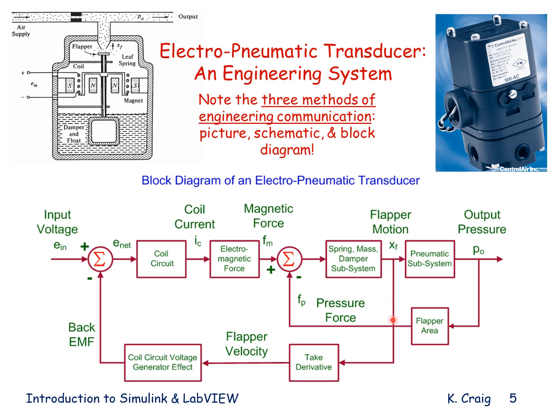So if XF is the flapper motion, taking the derivative gives me the flapper velocity. And this is the coil circuit voltage generator effect. So a voltage gets induced as I move that conducting coil in the magnetic field. And Lenz's law tells me that the voltage will be opposite, hence the minus sign, to the input voltage that causes the motion. So this block diagram in words tells me how this electropneumatic transducer, a multidisciplinary engineering system, works.